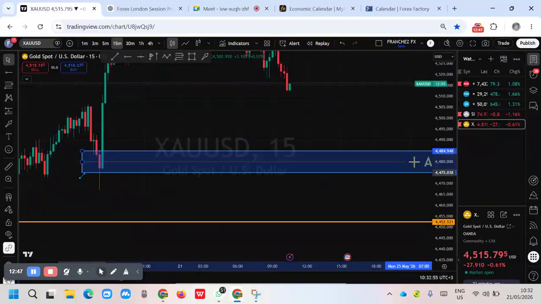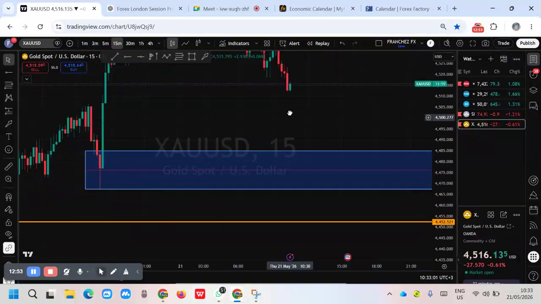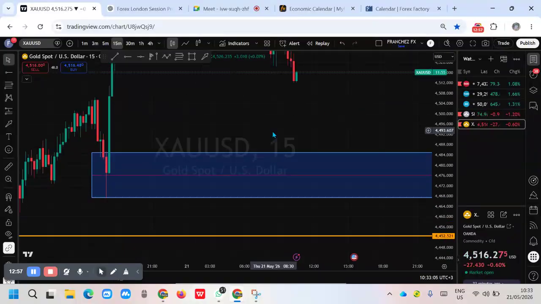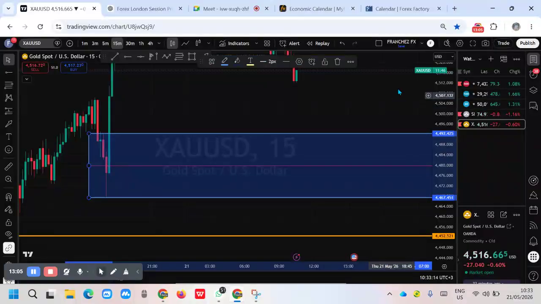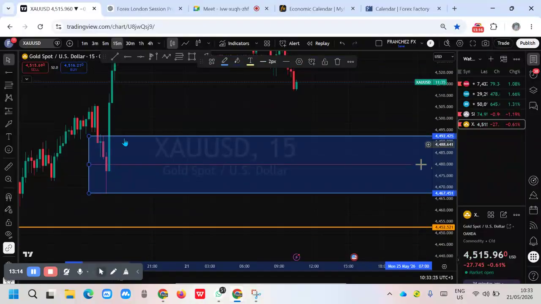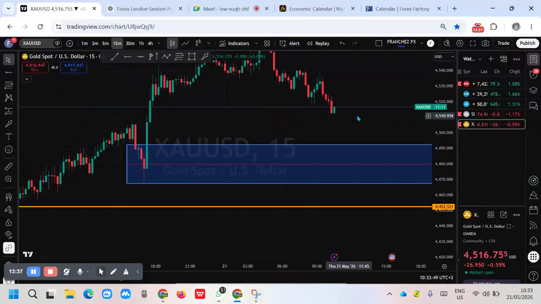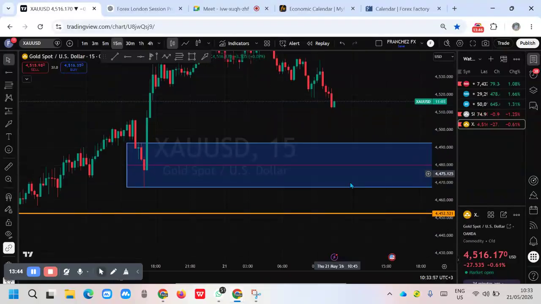So what do you do in such a scenario? You just wait for this market to come and fill this imbalance around here. For me, I will just refine this order block to the last bearish candle. That is what I would do. I will define that zone to the last bearish candle. You can also draw it to those two candles or those three candles.